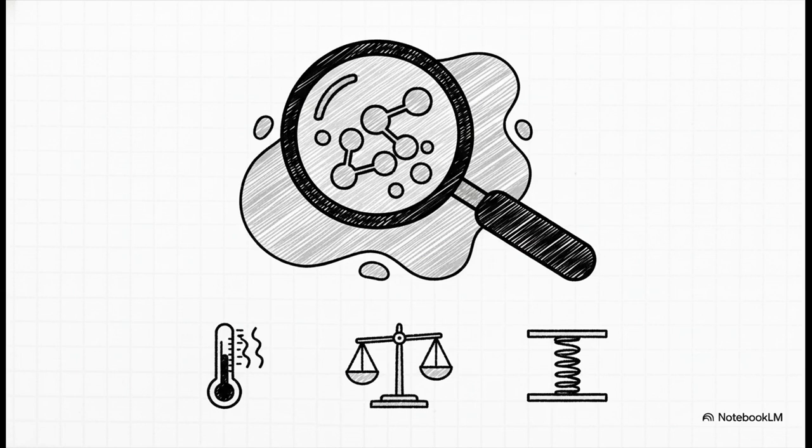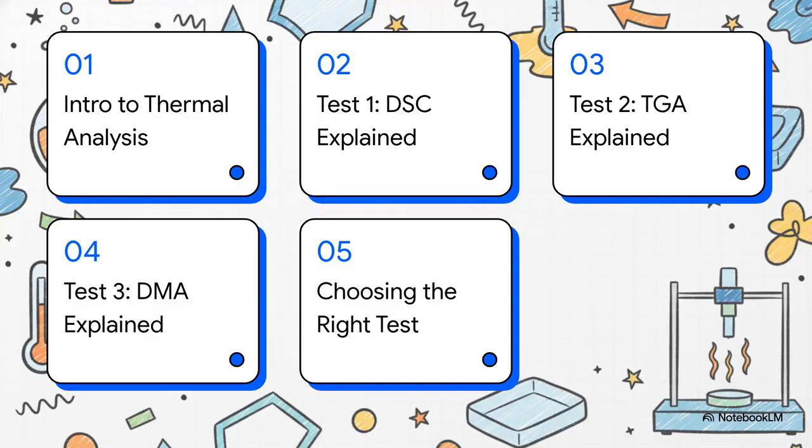Now, this isn't just one single test. It's a whole family of techniques where we measure a material's properties while we carefully heat it up or cool it down. It's how we take all those invisible changes happening at a molecular level and make them visible. Today, we're going to focus on the three big ones you'll use all the time in your career. We'll start with DSC, then jump into TGA, and wrap up with DMA. And at the end, we'll talk about how you choose the right test for the job.